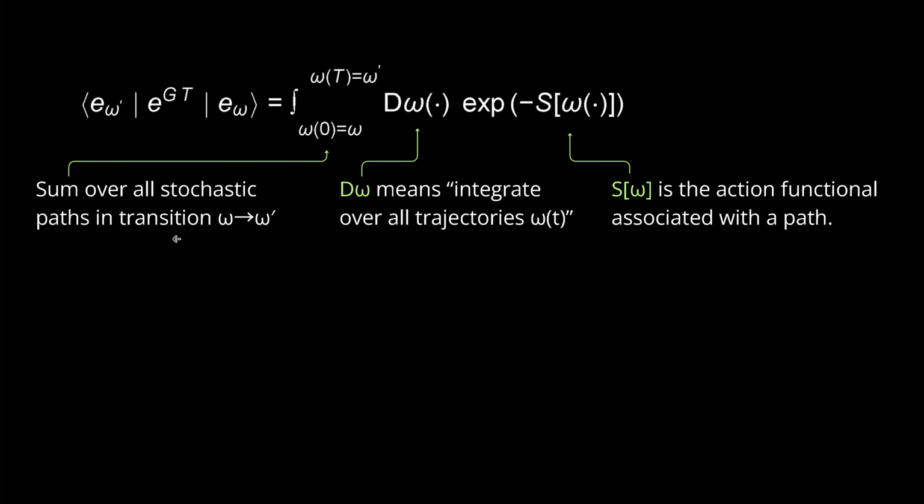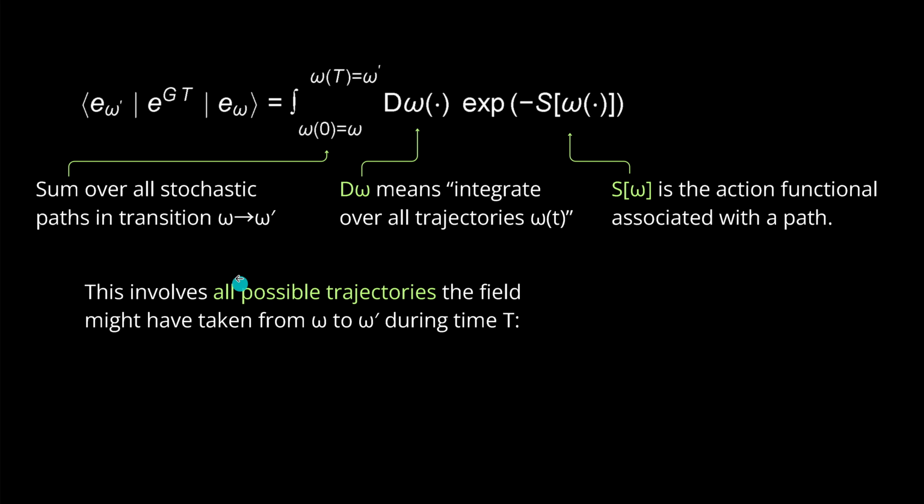And now it's so important that we operate in the right Hilbert space, because we go from transition to transition. So we have to include this in our operator. So look at this. This integral involves now all possible trajectories, the intelligent fields, if you take it from omega to omega dash during the time t.